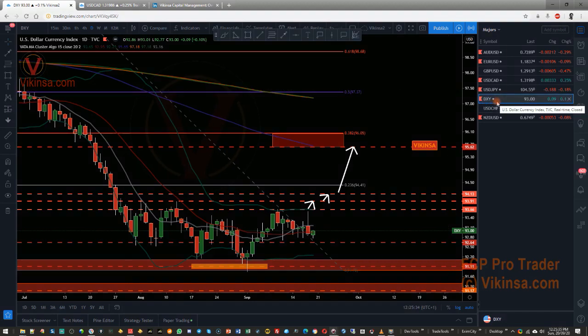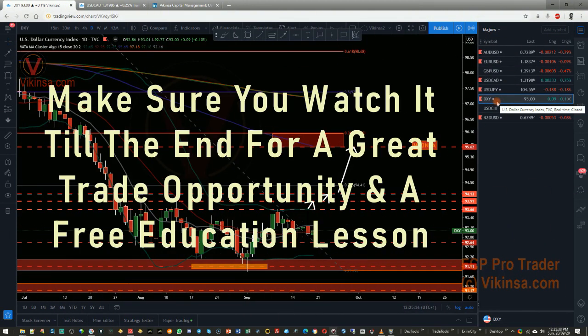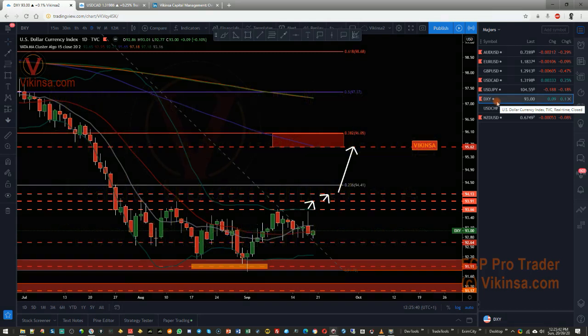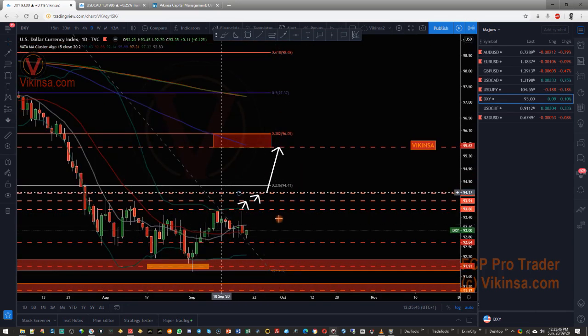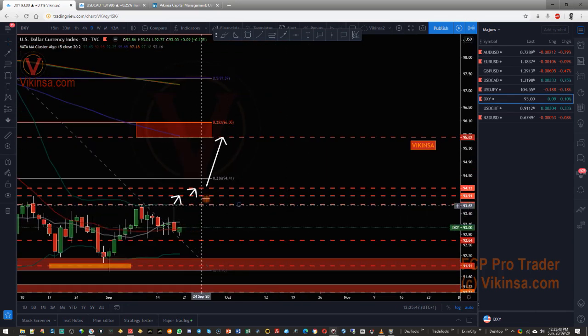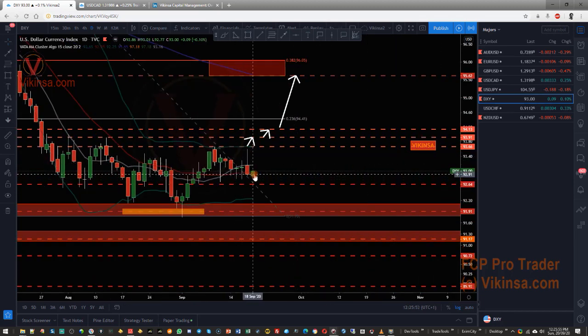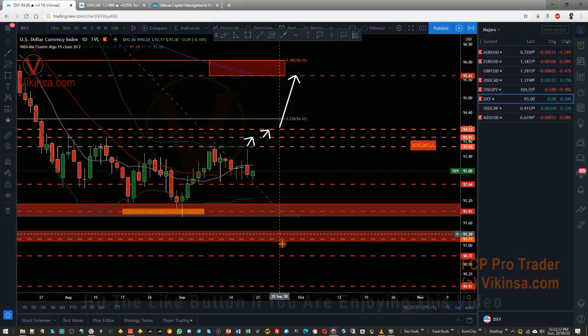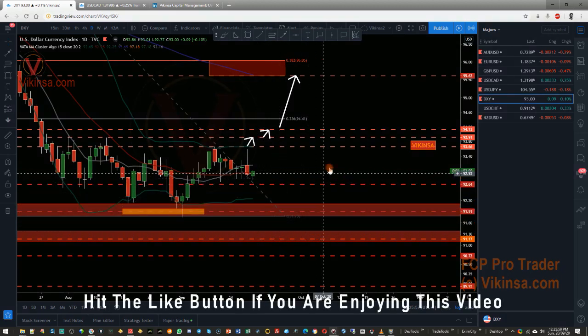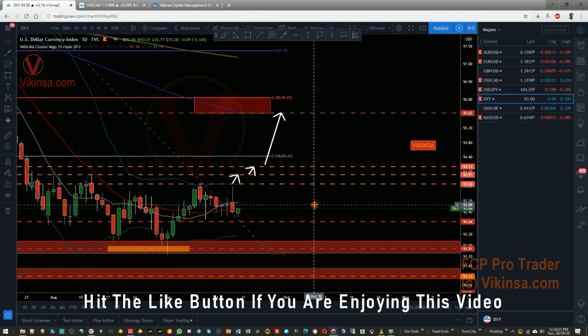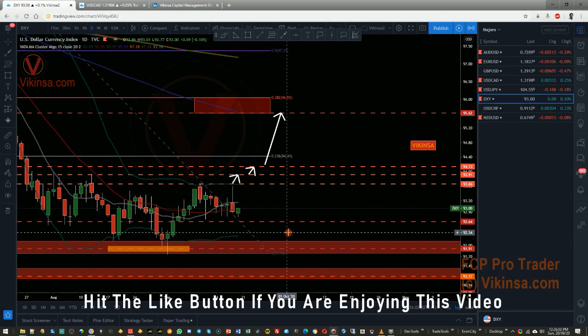I have already completed the analysis of DXY, so if you haven't seen that, go and check it out. I'm not going to cover DXY in this one. But the idea is that if the DXY finds bullish momentum, then these are the levels that we are watching. At the moment, it is in consolidation, and there is a good chance that it can fall back down into one of these zones. And if that happens, then we will have a very good buying opportunity on DXY.